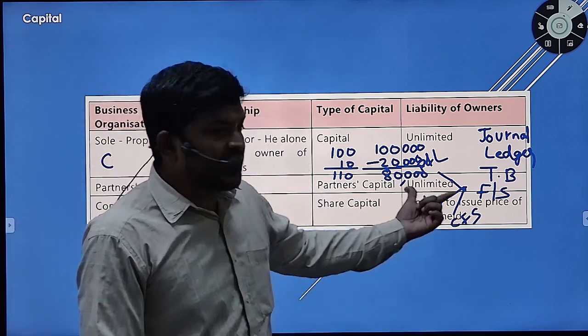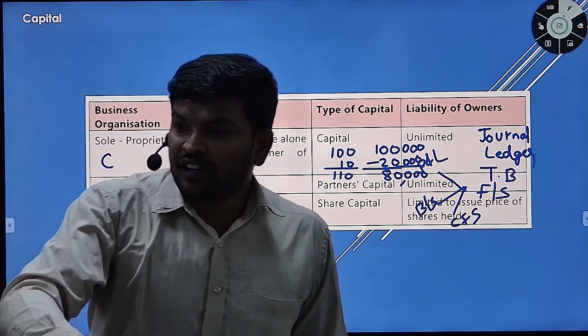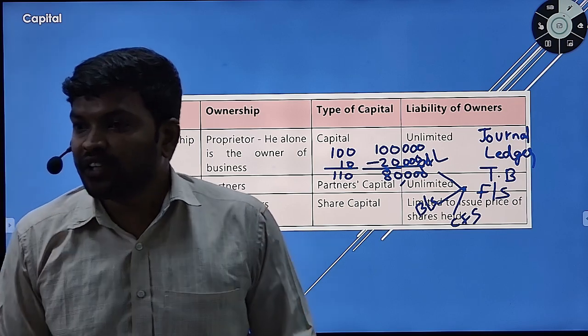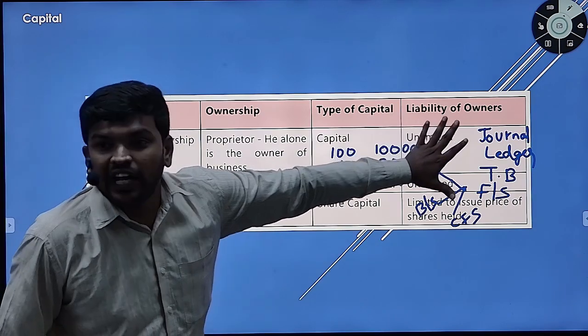Because it is unlimited liability. Your personal assets are also attached to the business. समझ गया? So this liability is called unlimited.